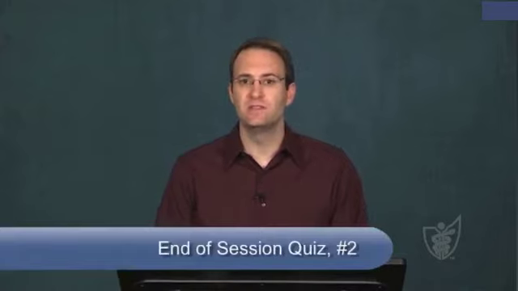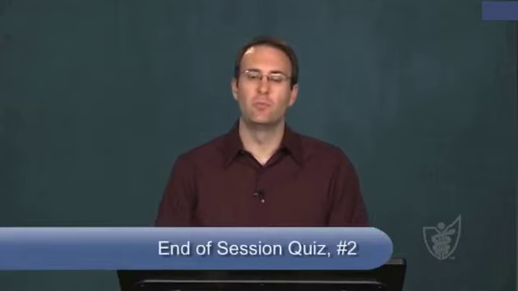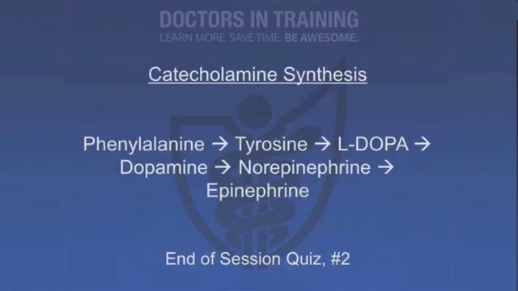Next question. What steps are involved in the synthesis of catecholamines such as norepinephrine? This is a great thing to learn because you'll see the interrelatedness of a lot of these neurotransmitters. First we start off with phenylalanine, which is then transformed into tyrosine. The next step is L-dopa, and then finally dopamine. From dopamine, it goes to norepinephrine, and then norepinephrine gets transferred into epinephrine.